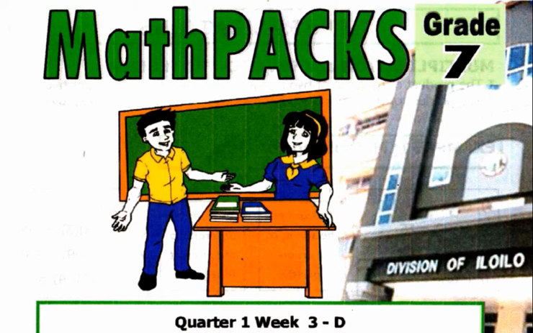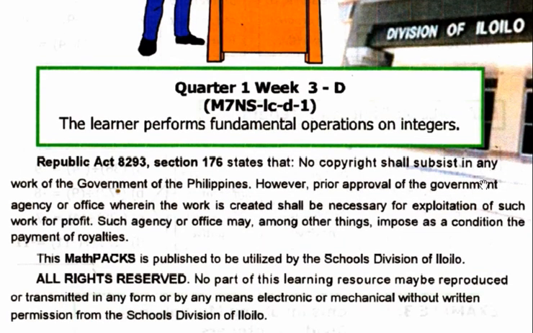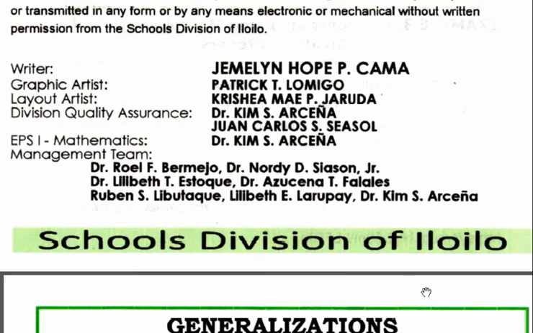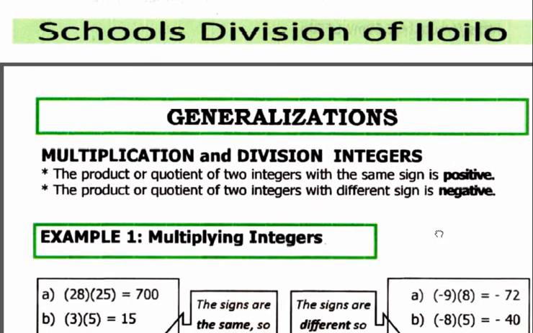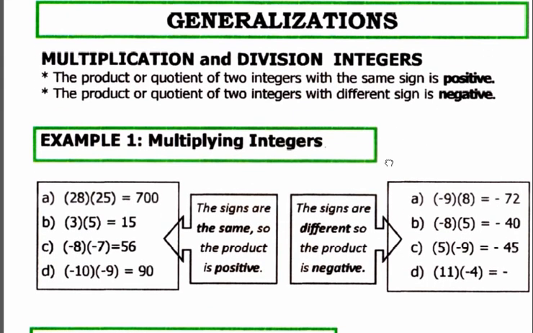This is Teacher and welcome to our distance learning using MathPACKS for grade 7, quarter 1, week 3D. The goal of this module is for the learners to perform fundamental operations on integers, specifically on the multiplication and division of integers. Now, let me read to you the rules in multiplying and dividing integers or signed numbers.